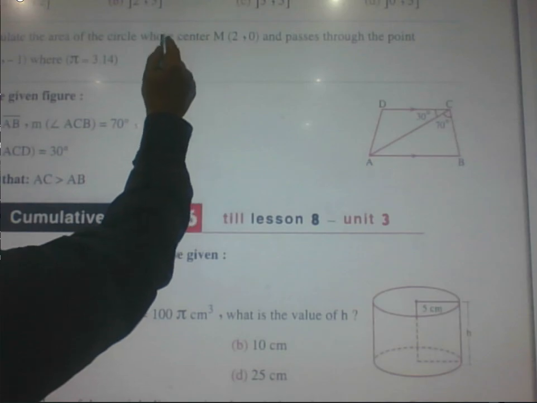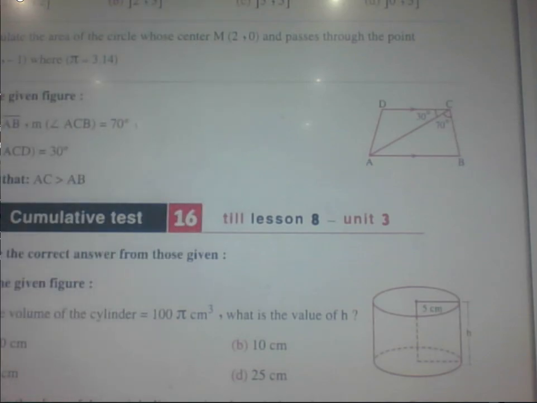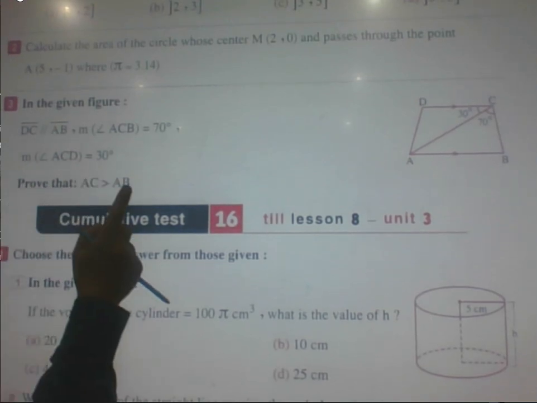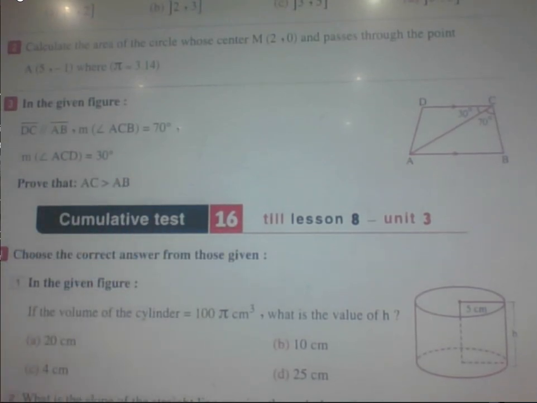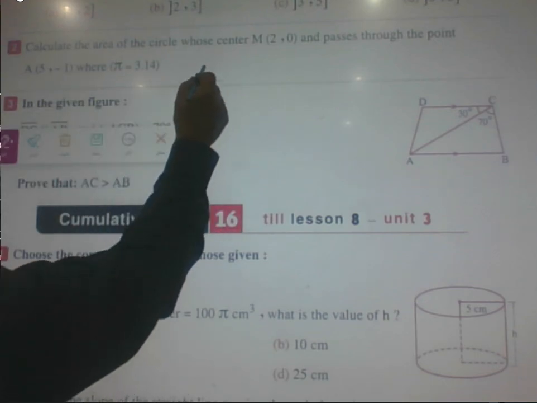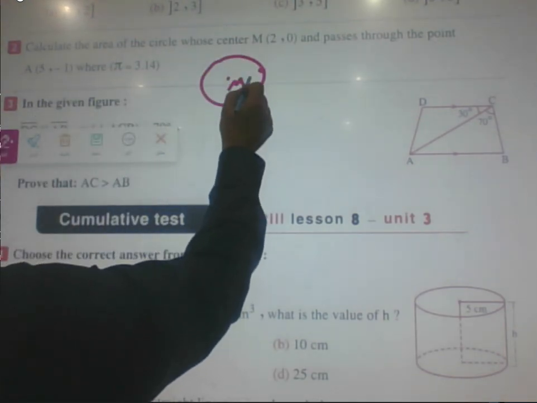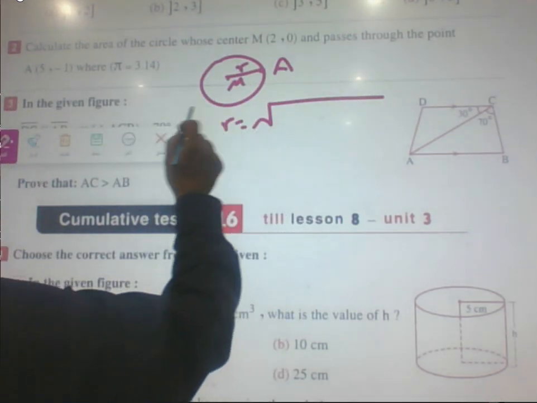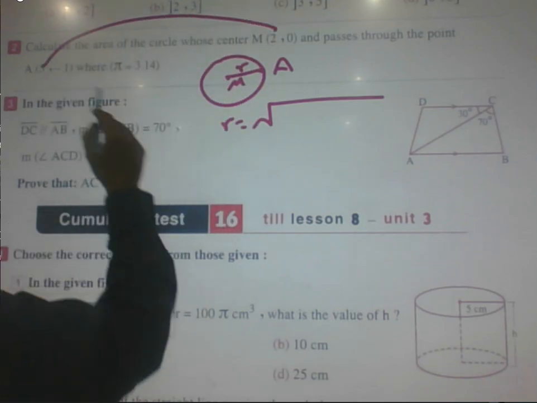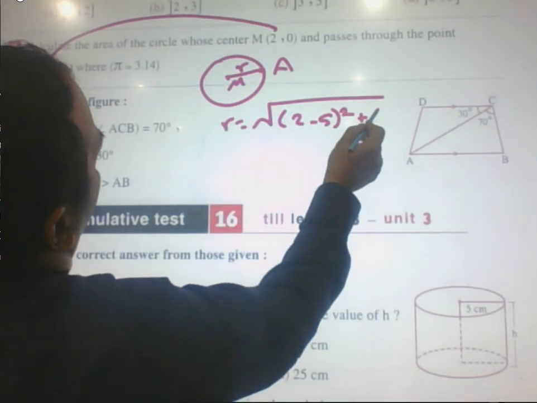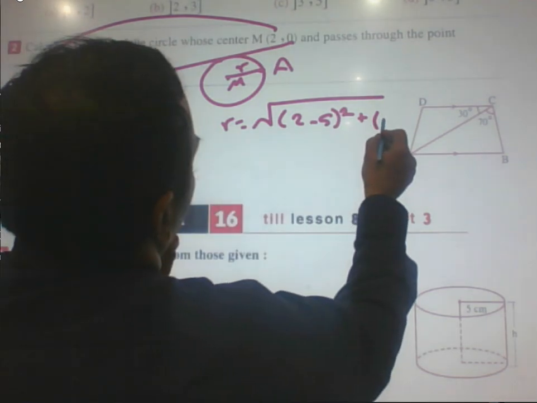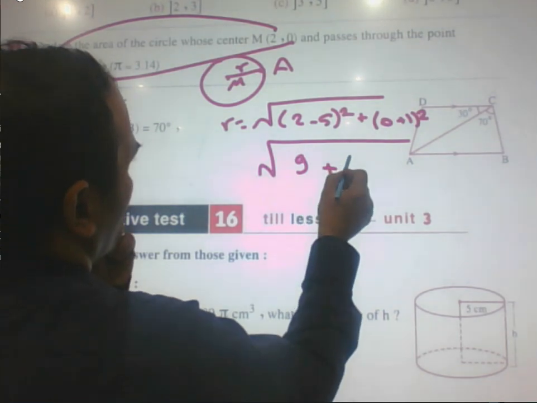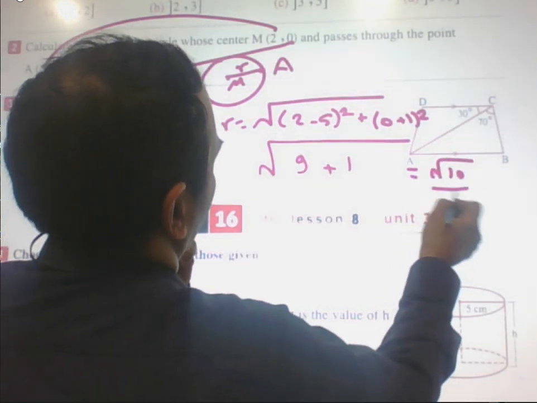Calculate the area of the circle with center M, and A is (5, -1). Okay, we can find the radius here. We know the radius of the circle equals the distance between any point on the circle and the center. We have a circle here, and we have point A and center M. We can find the radius. The radius will be the square root of the difference between the two points: (2 minus 5) power 2 plus (0 minus negative 1), which is 0 plus 1, power 2. The result will be: 2 minus 5 is negative 3, negative 3 power 2 is 9, and 1 power 2 is 1. The result will be the square root of 10, and the radius will be the square root of 10.